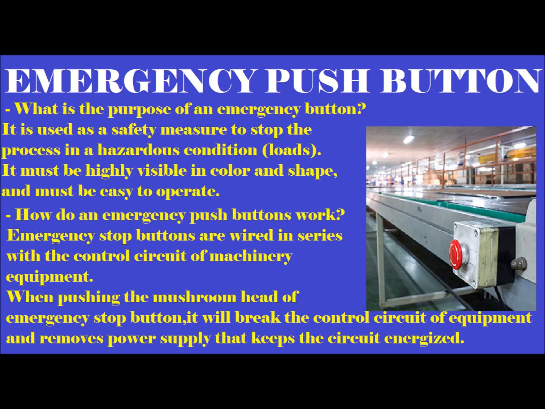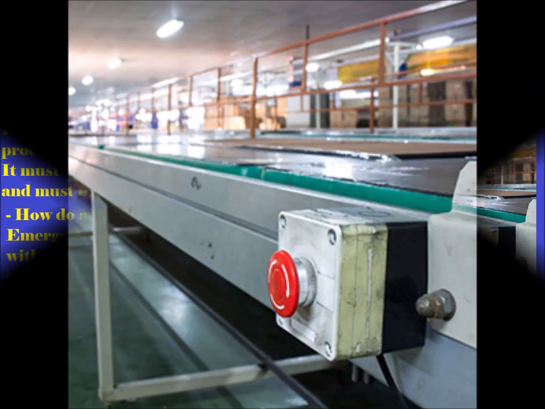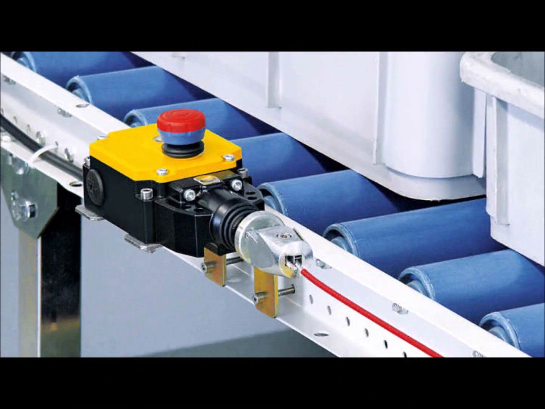Next point is how does an emergency push button work? Emergency stop buttons are wired in series, in NC form, normally closed condition, with the control circuit of the machinery equipment. So when pushing the mushroom head of the emergency push button, it will break the control circuit of the equipment and remove the power supply that keeps the circuit energized. So this was the theoretical part. At the working side, this is how the emergency push buttons look, and when you want to stop the working system in case of any fault, just press the red button.